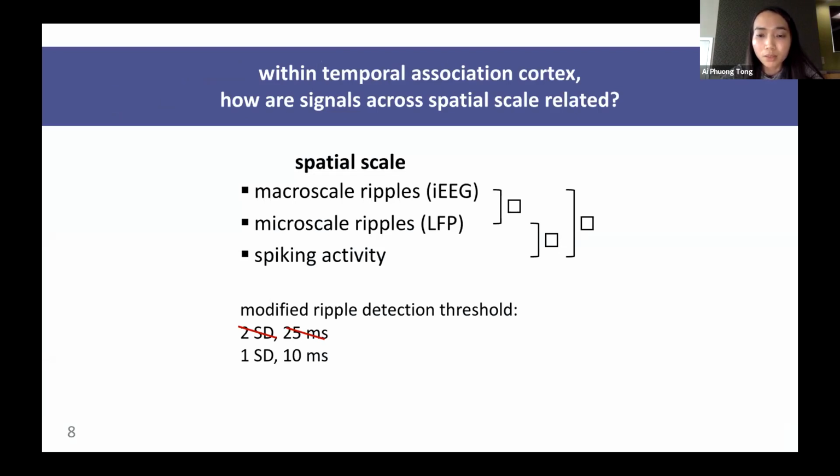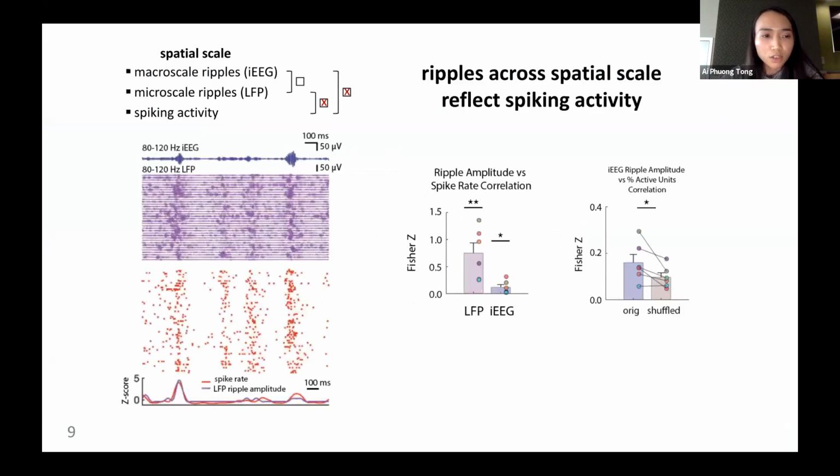And so we make pairwise comparisons across spatial scale, and we modified the ripple detection threshold in order to assess smaller events. First, we compared spiking activity and microscale ripples, and then spiking activity and macroscale ripples. Just from looking at ripples across spatial scale, we see that when these ripples occur, we also have more spiking events. When we computed the correlation between ripple amplitude and spike rate, we found a significant correlation for both the microscale and macroscale across patients.